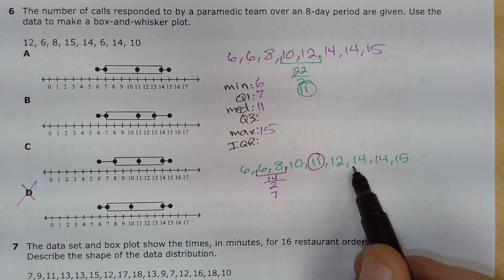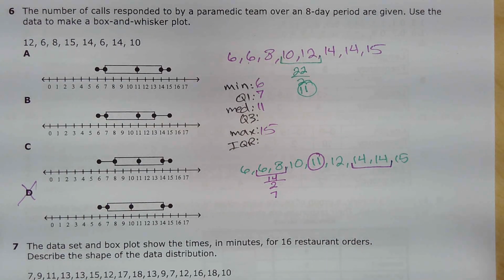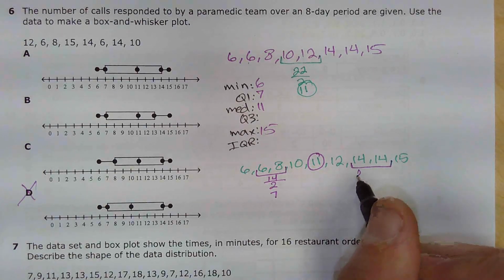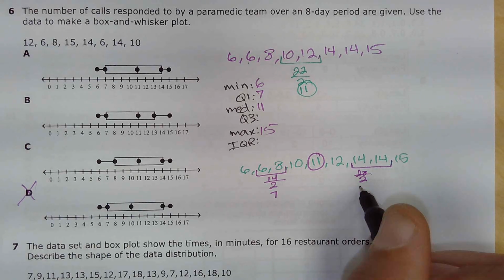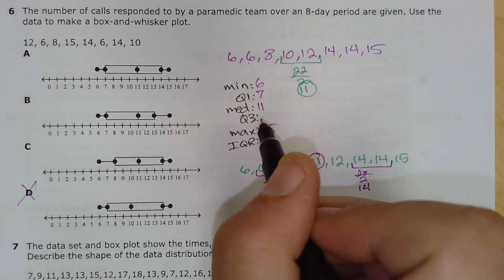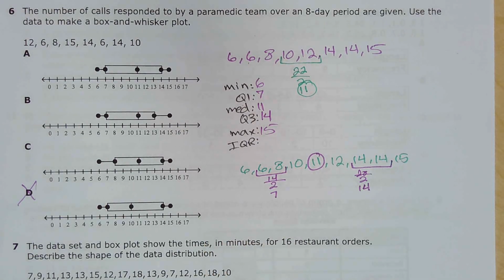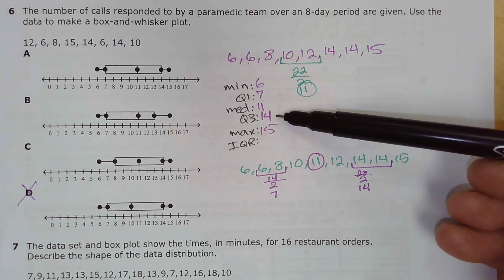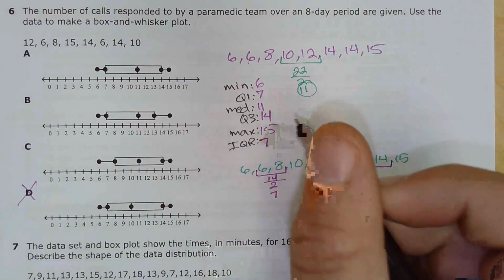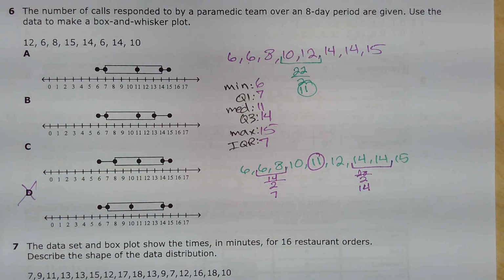Quartile 3, I find the median for the second half of my data, which again is going to be 2 numbers here. So I have 14 plus 14, which is 28. 28 divided by 2 is 14. So now I know what my third quartile is, which is 14. In order to find my interquartile range, again, I do quartile 3 minus quartile 1, and 14 minus 7 is going to give me 7. So now I'm going to look at these box plots and see which ones make the most sense.